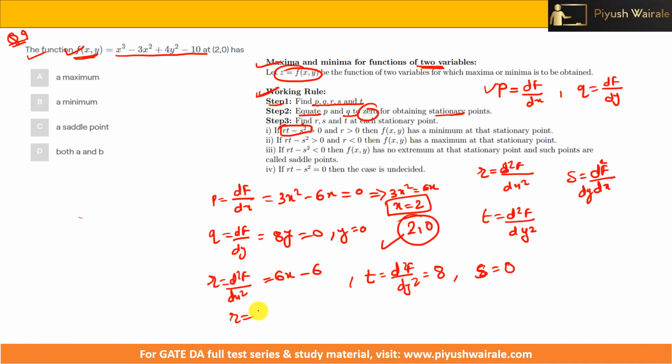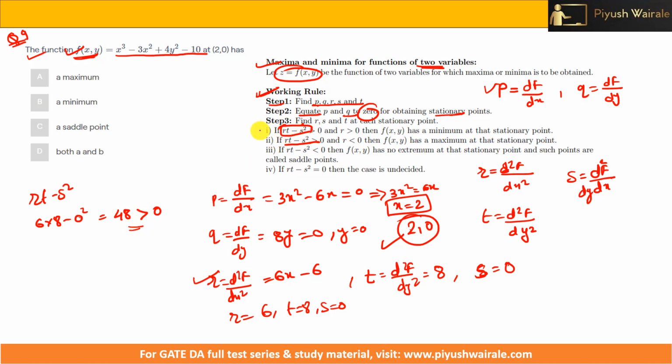What I will get: 6 times 2 is 12, 12 minus 6, that is basically 6. t equals 8 and s equals 0, right? Now consider rt minus s square. What I will get? 6 into 8 minus 0 square, that is 48, which is greater than 0. So r is also greater than 0 and rt minus s square is also greater than 0.